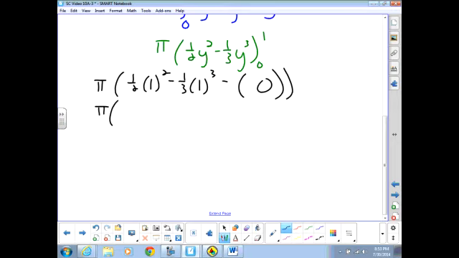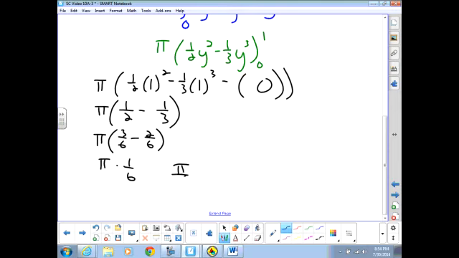So we'll have pi times 1/2 minus 1/3. Common denominator would be 6, so that's 3/6 minus 2/6. Well, what do you know? That's pi times 1/6, which is pi over 6. So notice both methods got us the same thing, meaning both methods will work equally.